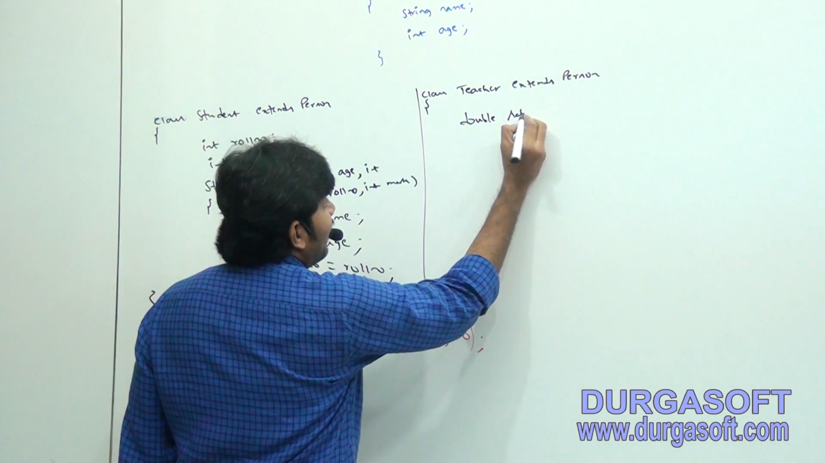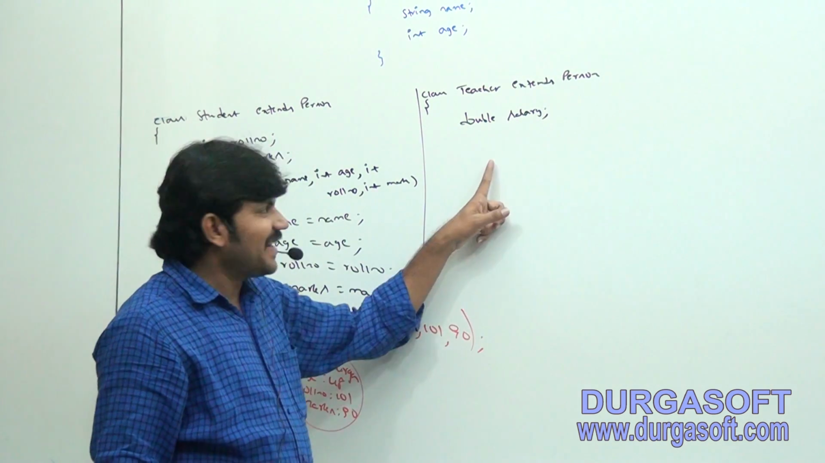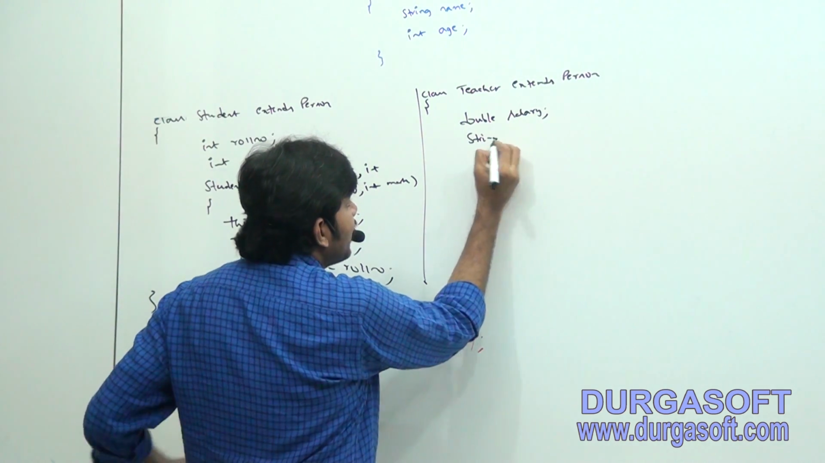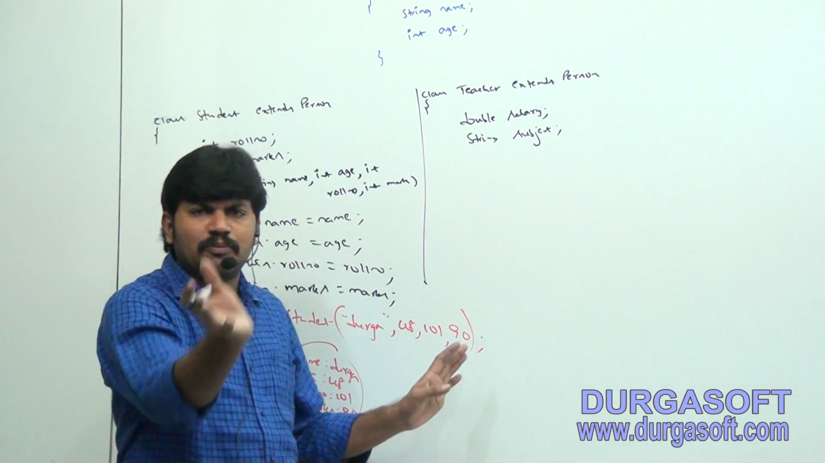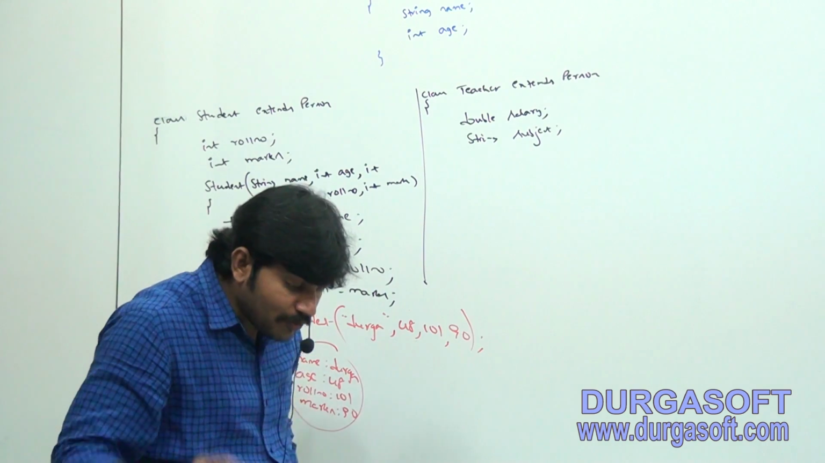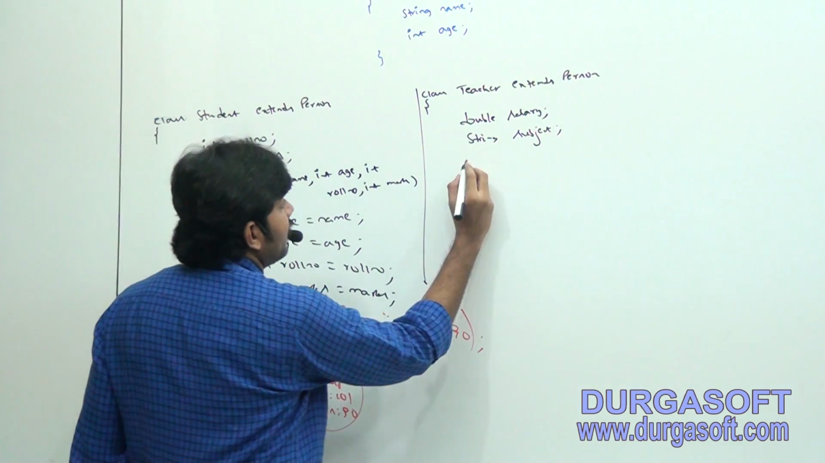Double salary, the most valuable factor. Okay, double salary. Next, any other? String subject. Which subject is being handled? Okay, like this. Anyway, some more properties are there. Let me take string. Now the teacher has how many properties? 4 properties are there.